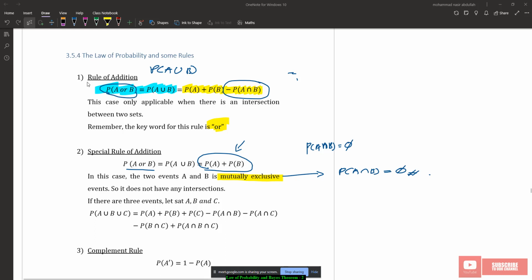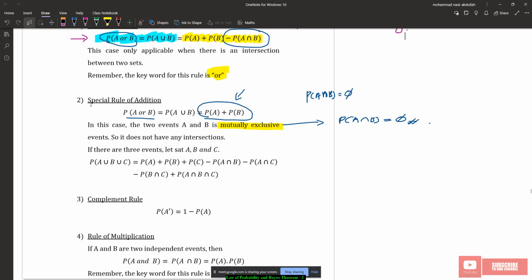Whether the events are mutually exclusive or not, you just need to remember one formula only. Formula number 1: the probability of A union B is equal to the probability of A plus the probability of B minus the probability of A intersect B. If events A and B are mutually exclusive, the last term automatically becomes 0. So this is the formula for the rule of addition.